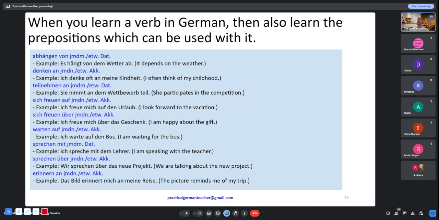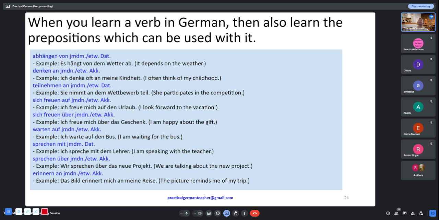So abhängen. Abhängen von jemandem or etwas, dative. Now, abhängen means to depend. If you want to say to depend on someone, how to say on? You will say von. And after von, you should know it will be dative. So if it's a noun, it will be dative. Jemandem, this is like someone. Or if it's an object, it will be dative.